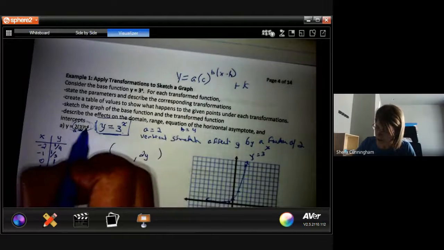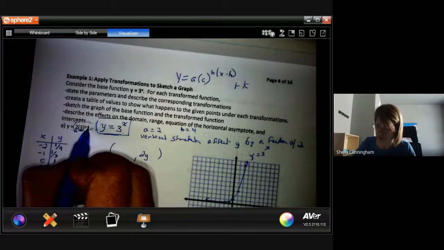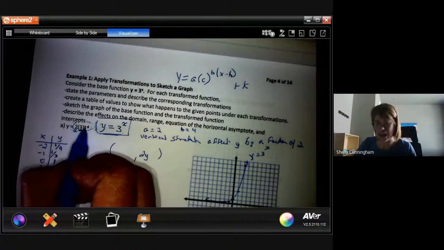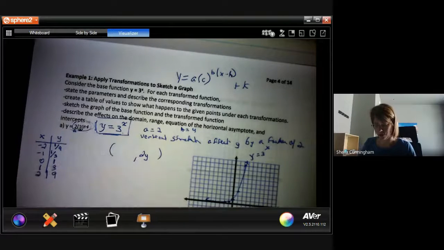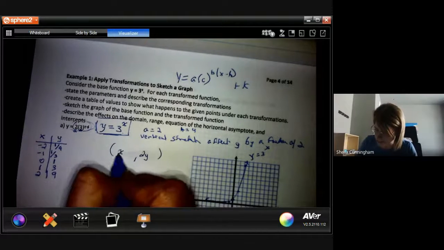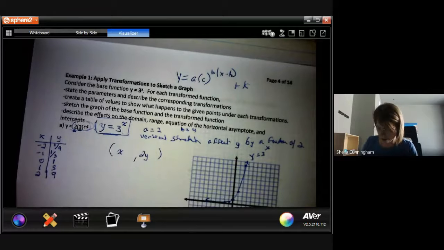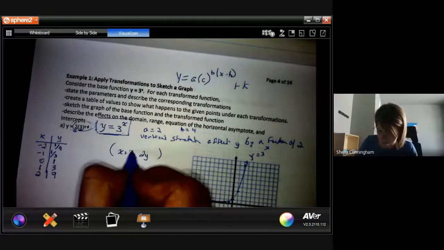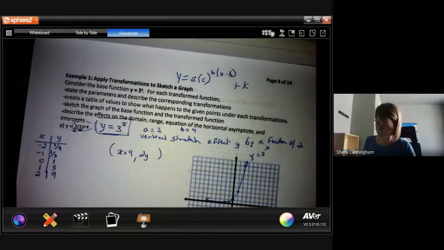Now, it's always the opposite of what we think it is. So it's saying x minus 4 right now. Initially we think, oh, that's moving us to the left. It's doing the opposite of that, and it's actually moving us to the right 4 spots. So that means every single x value that we have, we're going to end up adding 4 onto it.